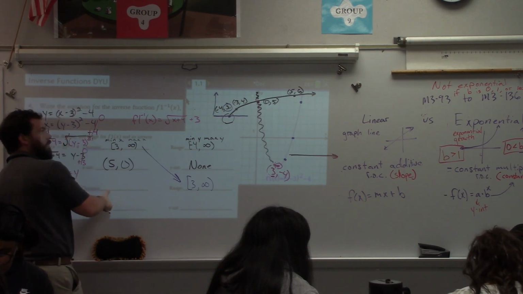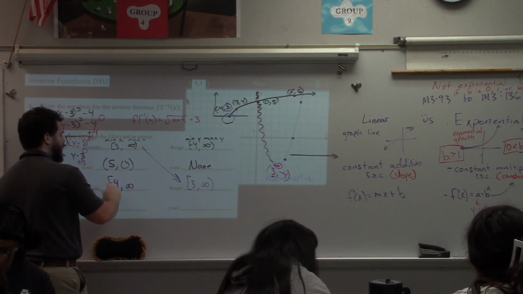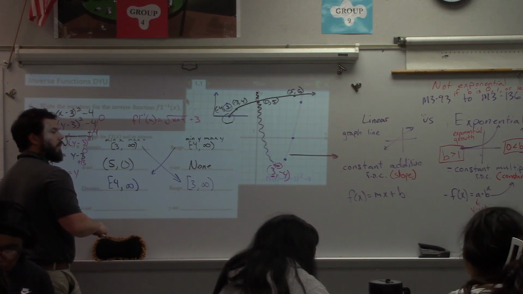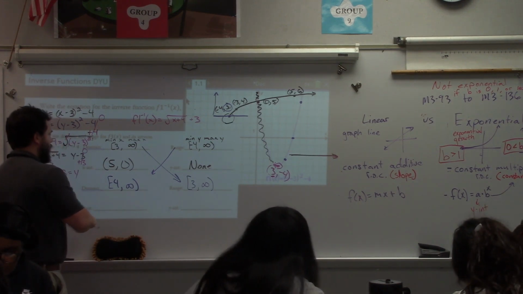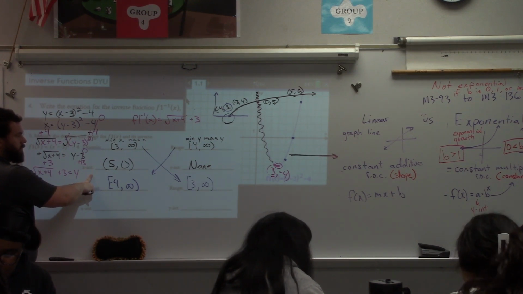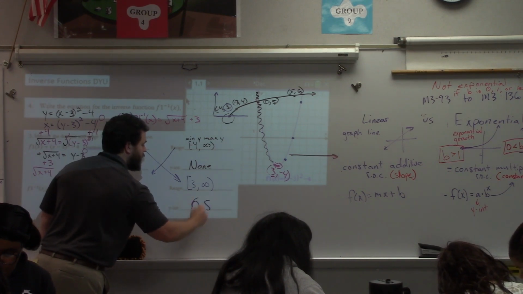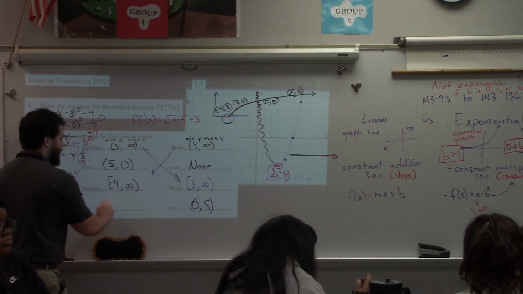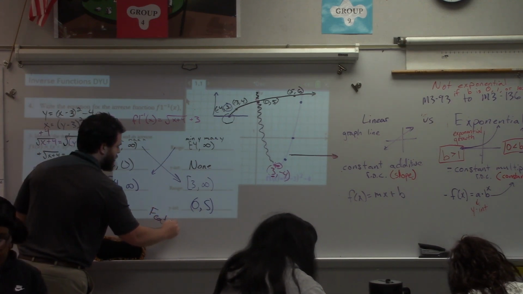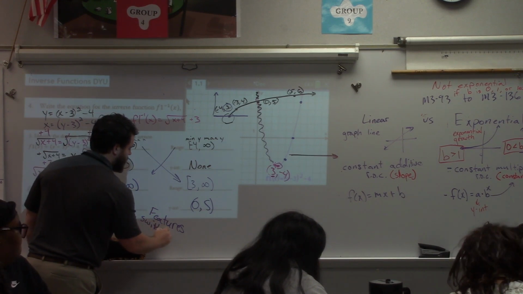So what's this domain going to be? So what is this x-intercept going to become? 0, 5, which is going to give me a y-intercept. And we don't have an x-intercept. Features switch with inverses.